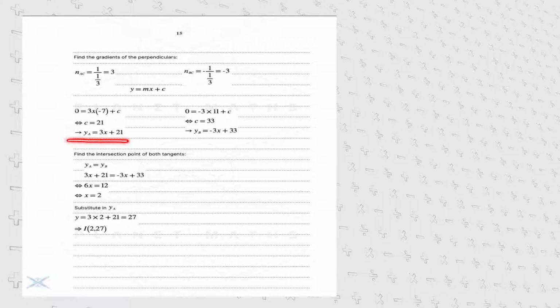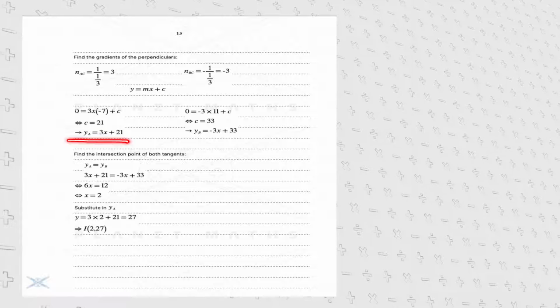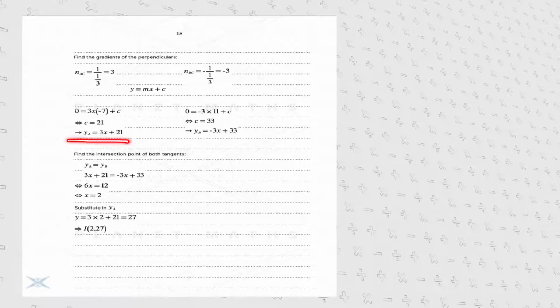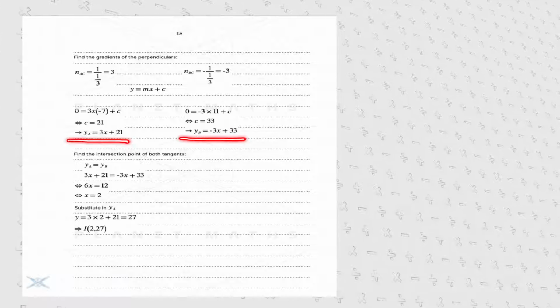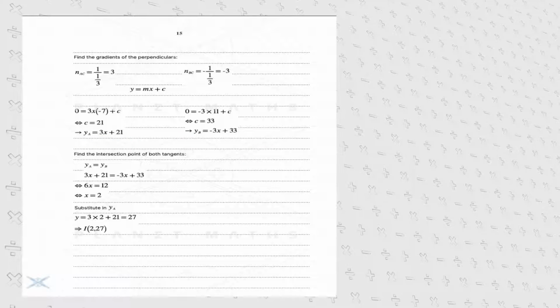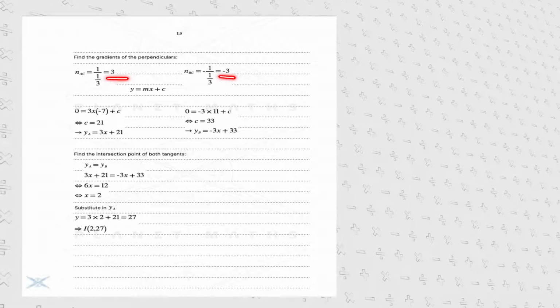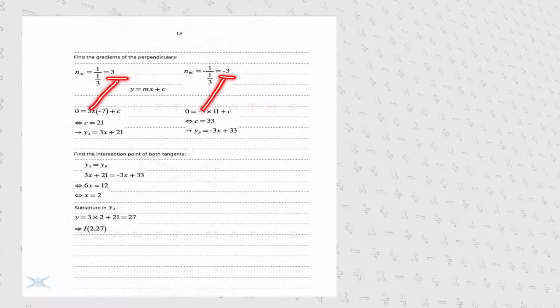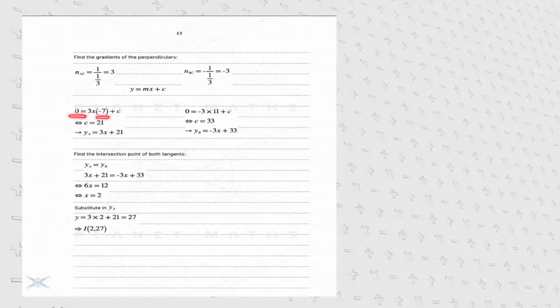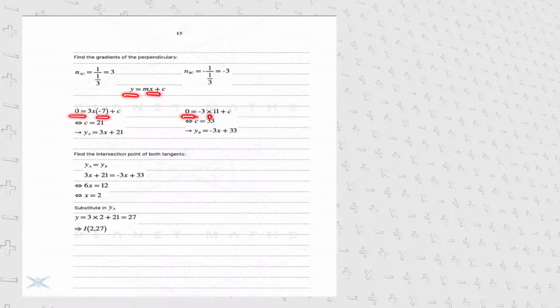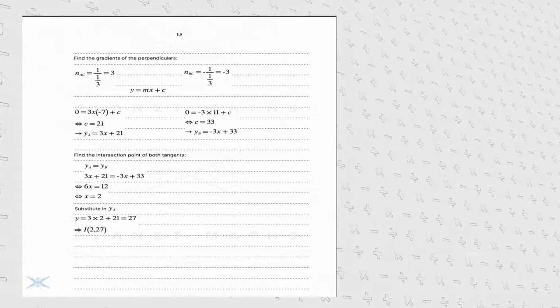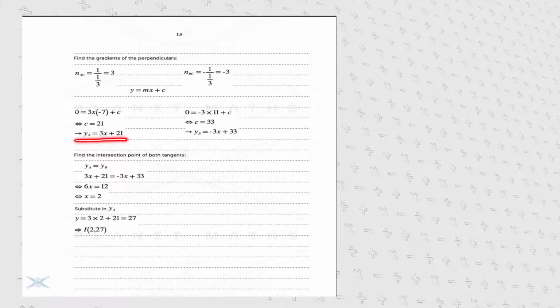So on the left hand side, we will be working on the linear equation of the tangent through point A, and on the right hand side, that of the tangent through point B. Firstly, we will be substituting 3 and -3 respectively for m, and we will substitute y and x with the coordinates of A and B. Rearranging both for y will provide us with the linear equations.